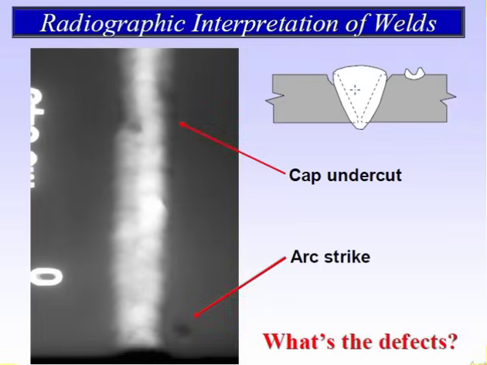So you can see in the joint, undercut on two sides, here is undercut, two sides undercut is there, and the arc strike, you can see the arc strike in the joint. The pyramidal, if you see this type of marks in the images, definitely it is the arc strike.